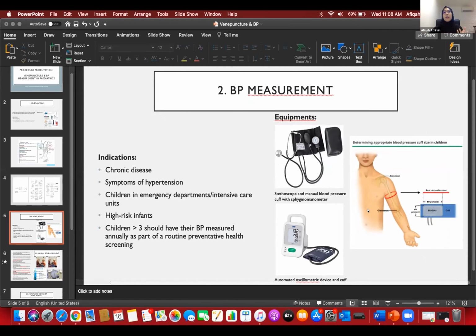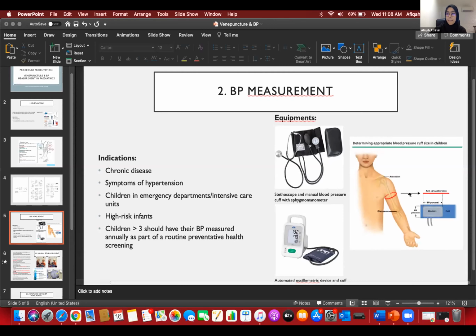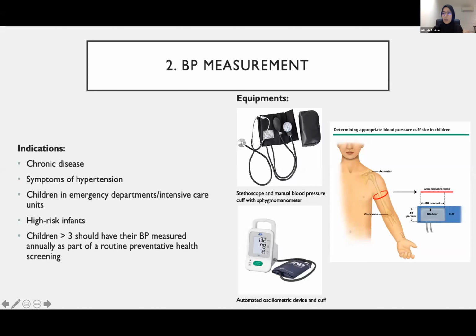One of the important things when we do BP measurement is that we need to use the appropriate cuff size. So how do we measure it? The length, the horizontal part of the cuff, should be 80% of the arm circumference. Meanwhile, the width should be 40% of the arm circumference. This is very important because if we use a larger cuff size, we might get a lower blood pressure reading.